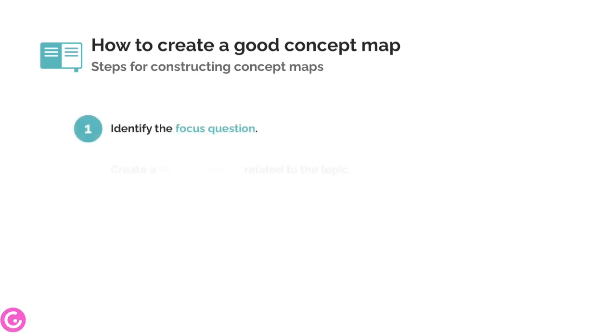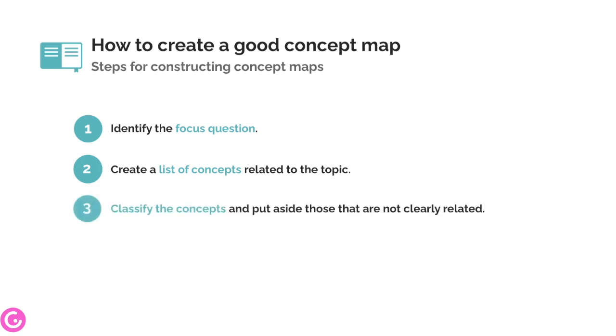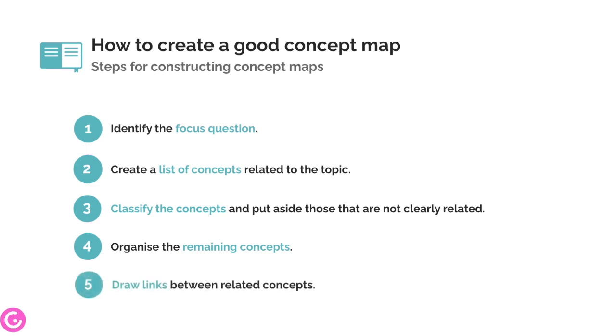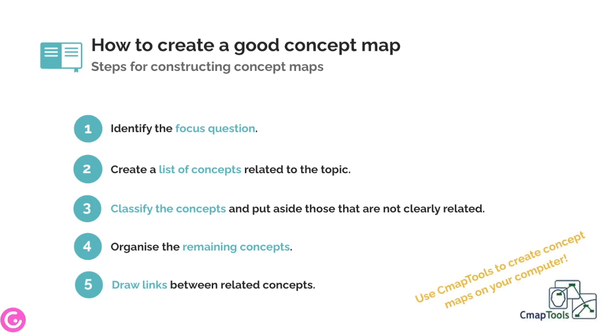There are different steps to build a proper concept map. First, identify the focus question. Second, guided by this question, create a list of concepts related to this topic. Third, classify the concepts and put aside those that are not fully understood or that are not related to any other term. Fourth, organize the remaining concepts in a way that makes sense to you. The terms that you consider related should be kept close together. Fifth, draw links between concepts that you think are related. We recommend you use Simuptools following these steps in order to create a concept map on your computer.